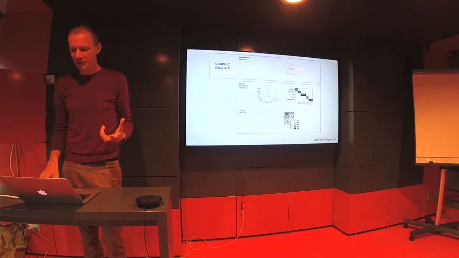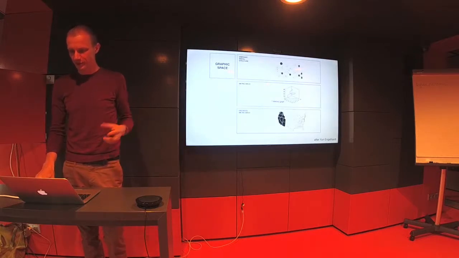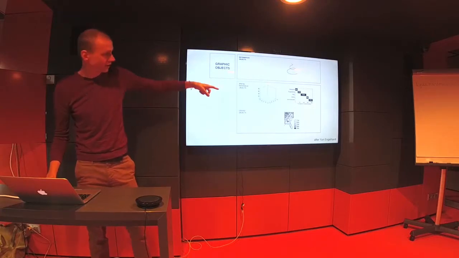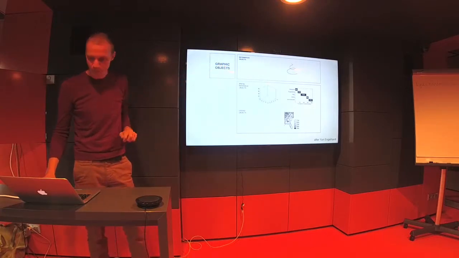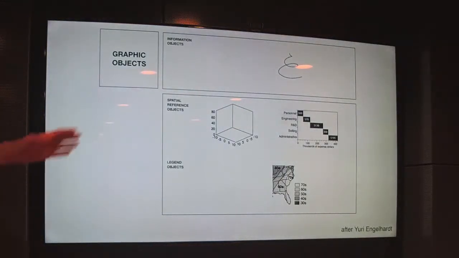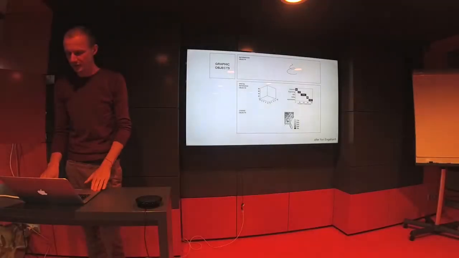And then there are different objects. There are information objects. We had this graphic here with this nice curve. The curl is actually the bit of information. Then the box around it is a spatial referential object. That's a 3D version, but there's also a 2D version. And legend objects that tell you a little bit about the quality of these things.